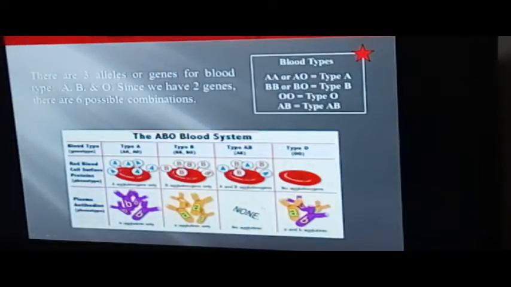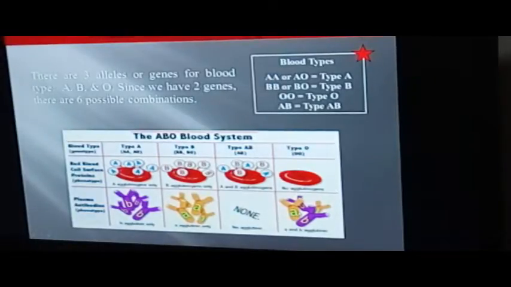Okay? If you are an AB here, you have no antibodies at all. Right? So you can take anybody's blood, and we'll talk about this later. If you're an O, you have both A and B antibodies, which means you can receive nothing but O blood. And we'll look at that in a little bit when we come to transfusions.